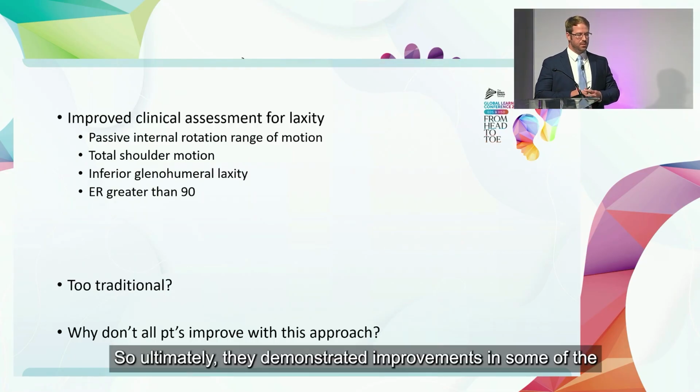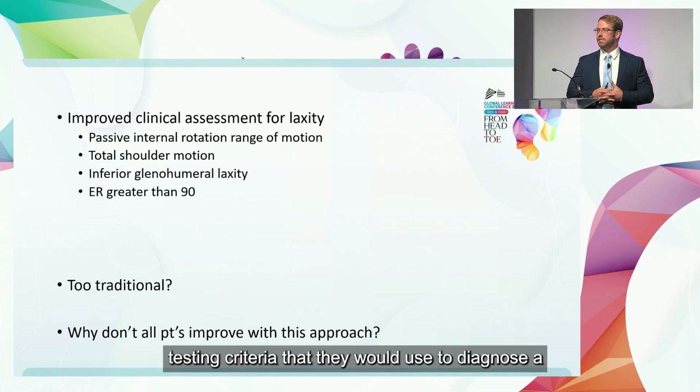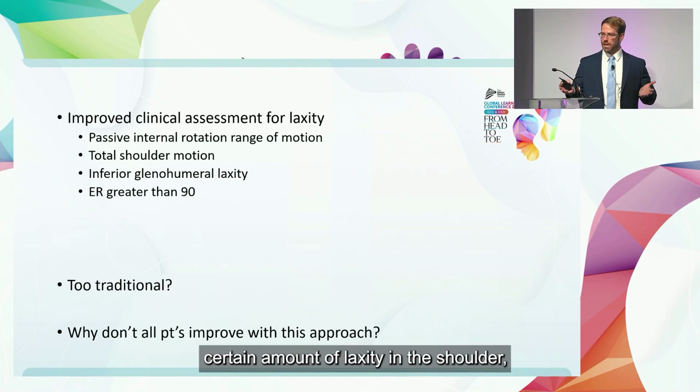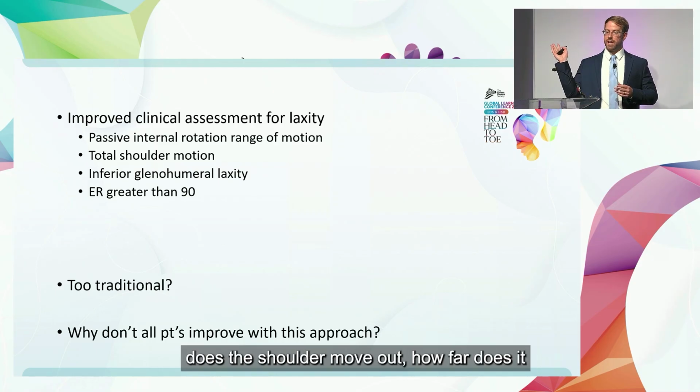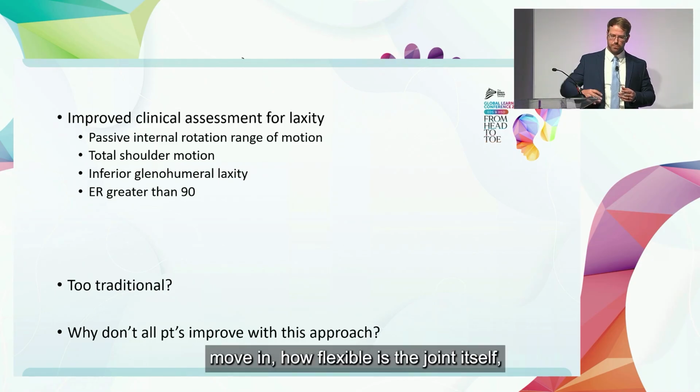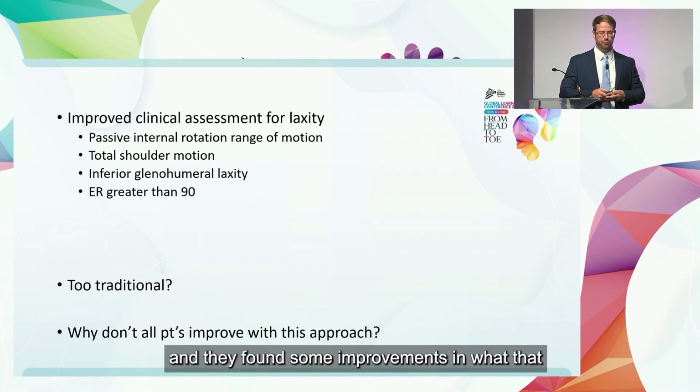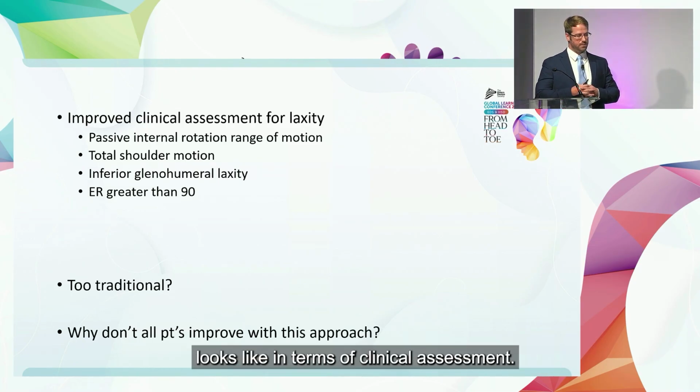So ultimately, they demonstrated improvements in some of the testing criteria that they would use to diagnose a certain amount of laxity in the shoulder. So this has to do with how far does the shoulder move out, how far does it move in, how flexible is the joint itself, and they found some improvements in what that looks like in terms of clinical assessment.